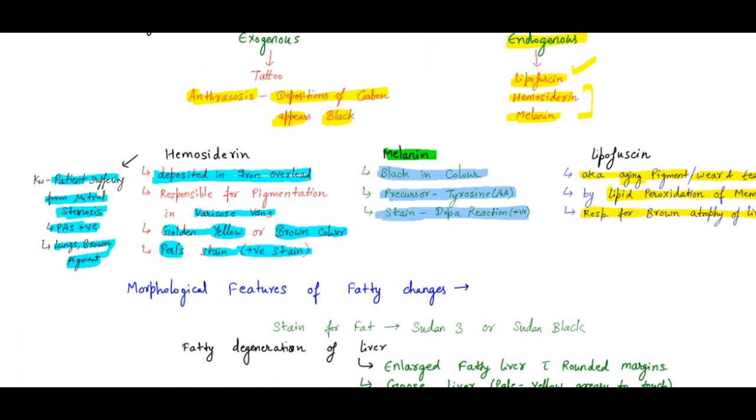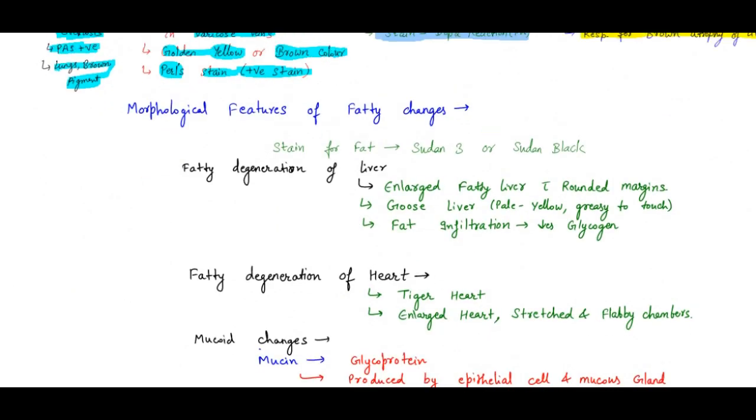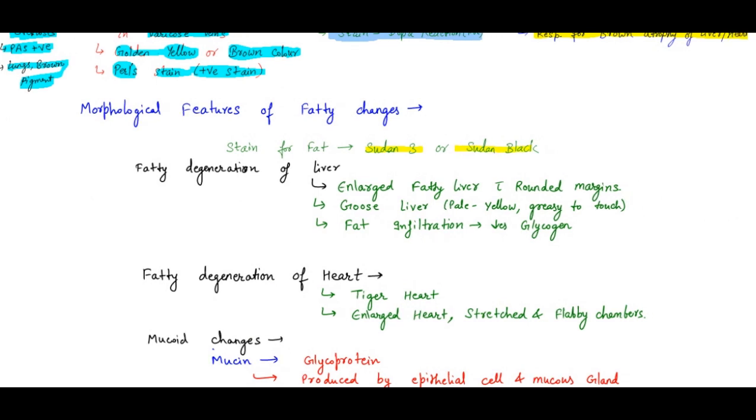Then next, we have the morphological features of the fatty changes. The stain for the fat we already discussed, Sudan III or Sudan black. So again we are discussing the fatty degeneration of the liver. It can also be the fatty degeneration of the heart. In fatty degeneration of the liver, we have an enlarged fatty liver with rounded margin.